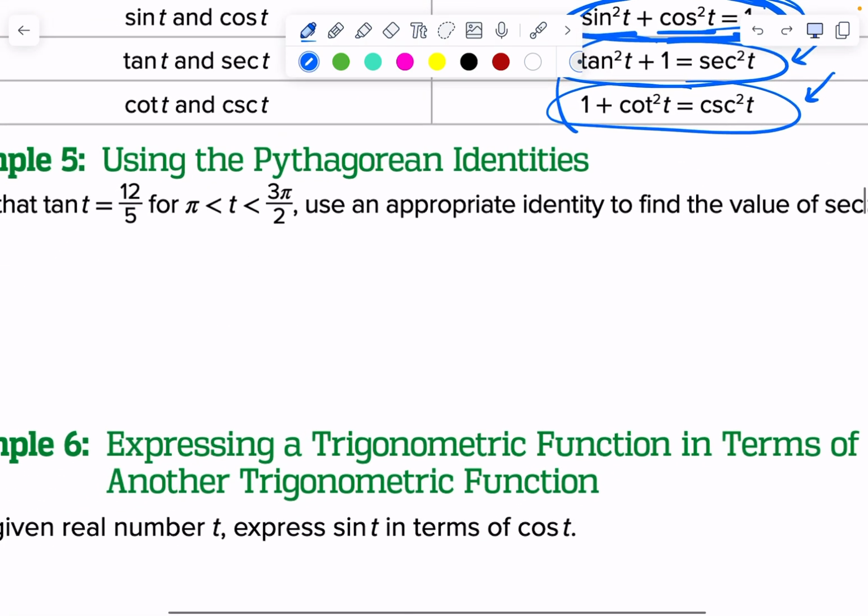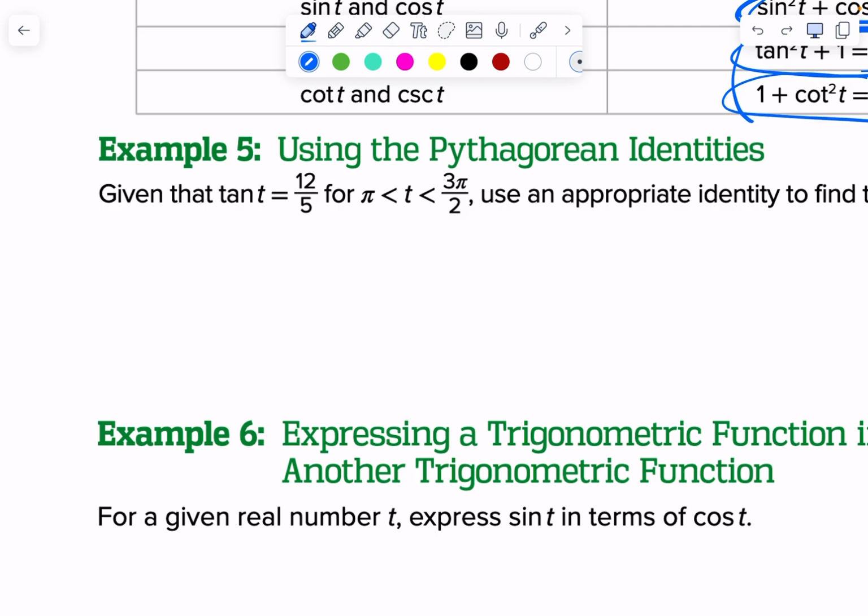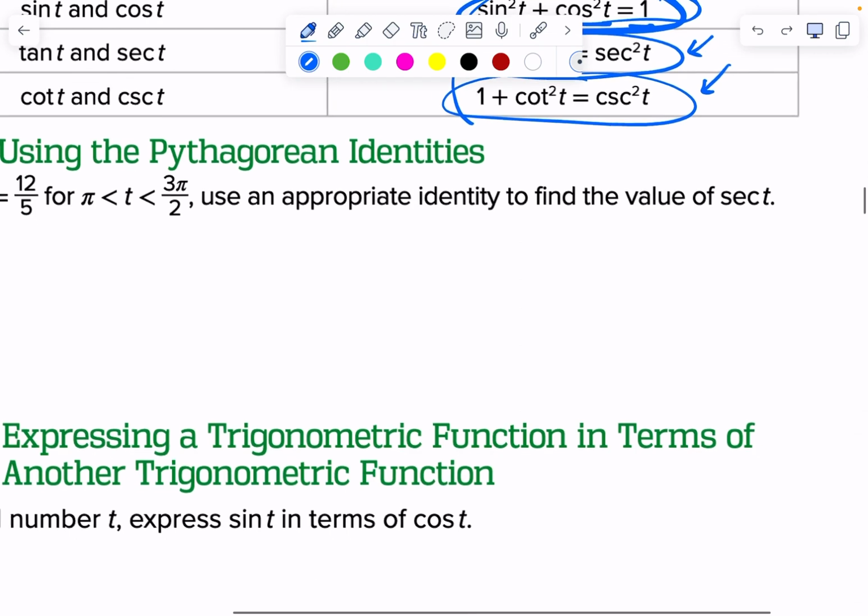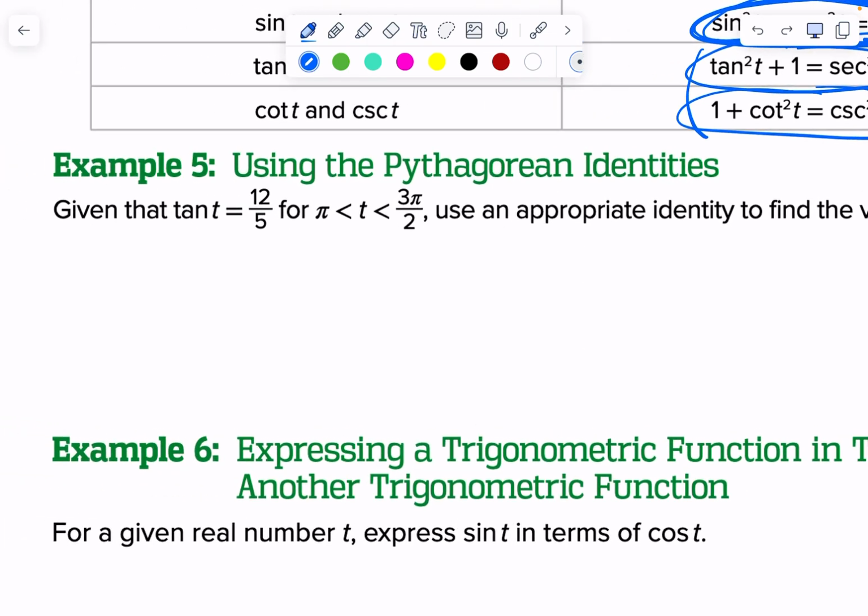Okay, here we go. Example 5. Let's do this. Using the Pythagorean identity, they tell me two pieces of information. Tangent is 12 over 5. They also say this thing right here.